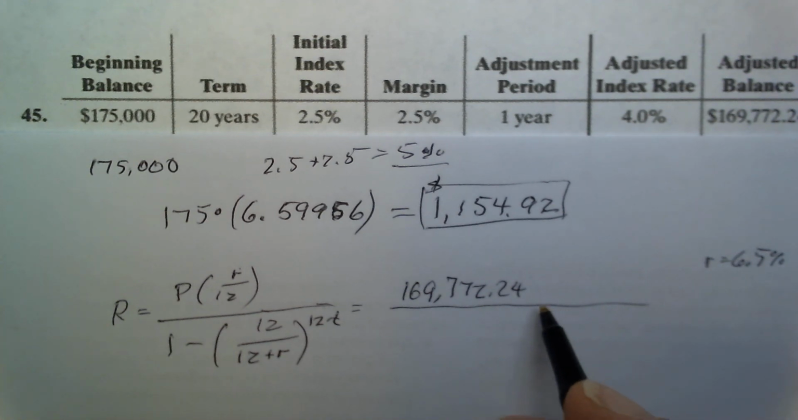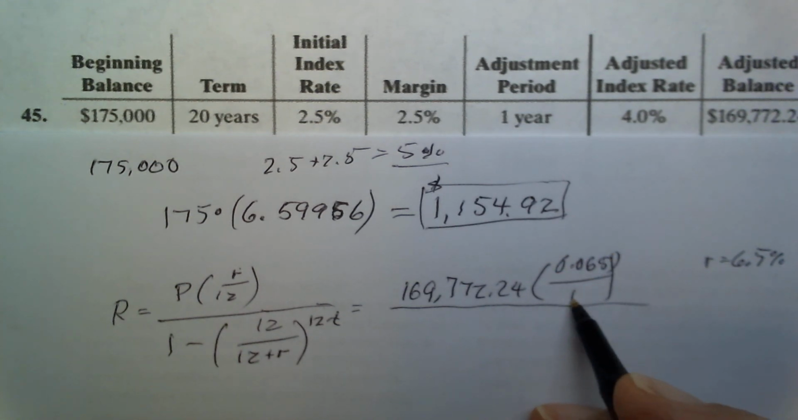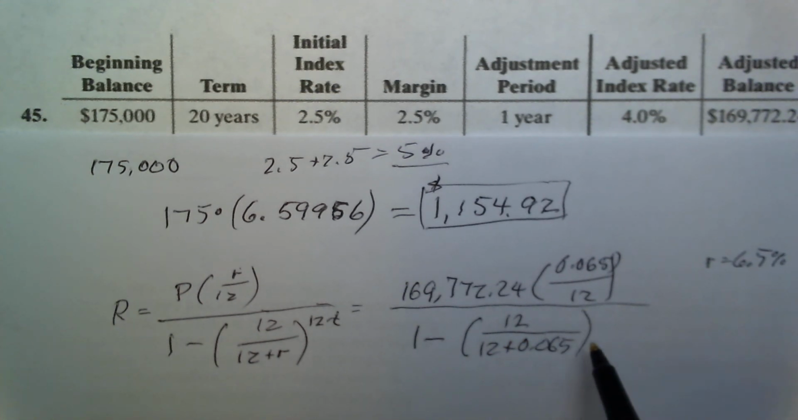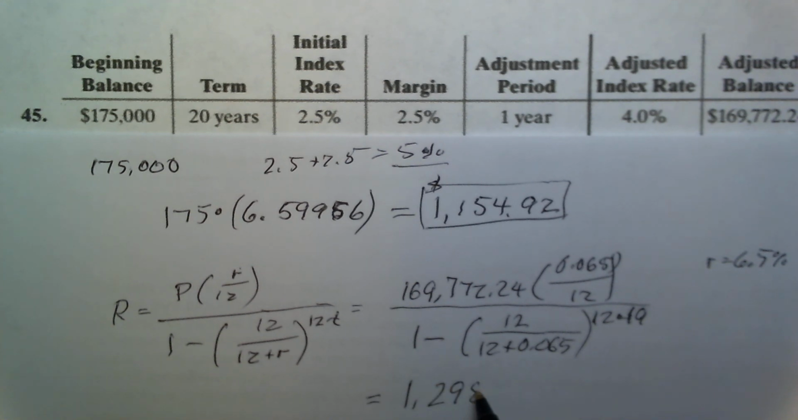So our rate now is 6.5%, so it's 0.065 divided by 12 over 1 minus 1 plus 0.065 divided by 12, to the 12 times. Now the time is no longer 20 years, but after 1 year, so it's 19, to the 12 times 19th power. And when you calculate this amount, it is equal to $1,298.51. So that's after the adjustment period, after 1 year.